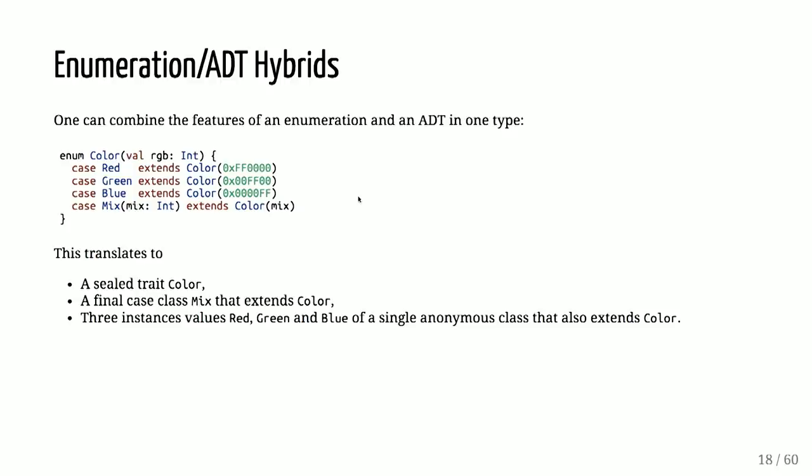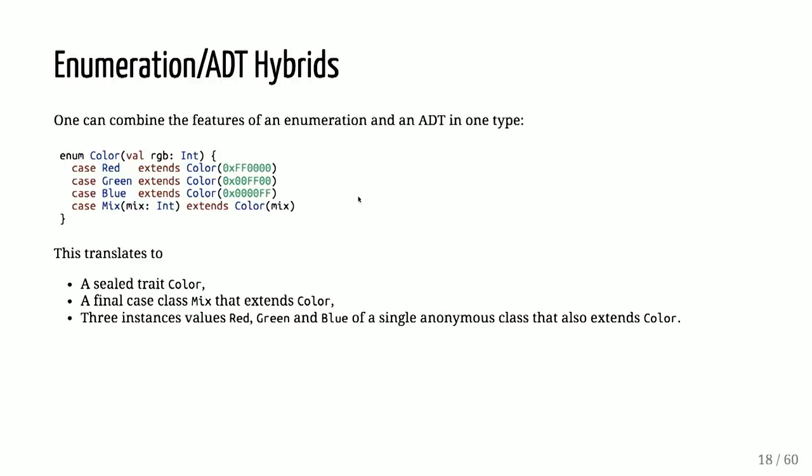And then we have another case, mix, where essentially you just give the RGB value directly, and that extends color. So that's strictly speaking not an enumeration, because it has this third case, but those first three cases look a lot like an enumeration. So essentially, in the Scala solution, it's fluid. You can go from enumeration into ADTs because we don't distinguish the two.